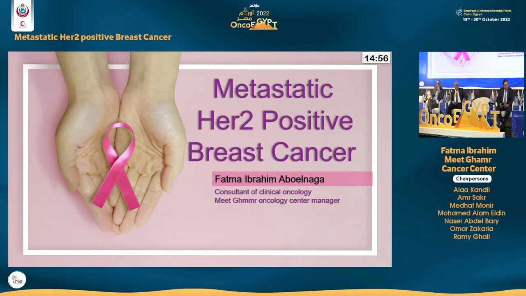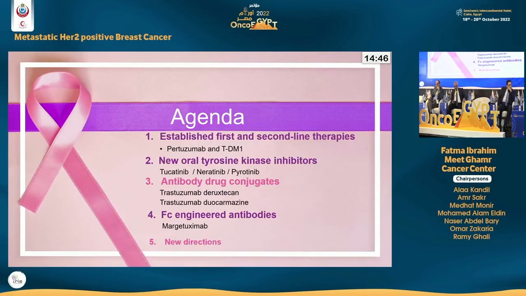My talk today will be about metastatic HER2-positive breast cancer. My agenda will be about established first and second line therapies, new oral tyrosine kinase inhibitors, antibody drug conjugates, new engineered antibodies, and what about new directions.